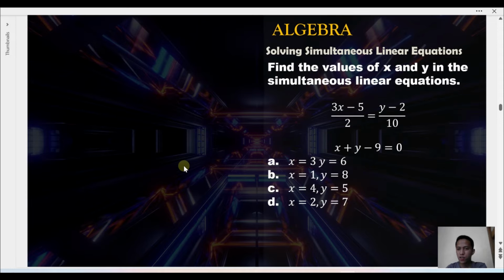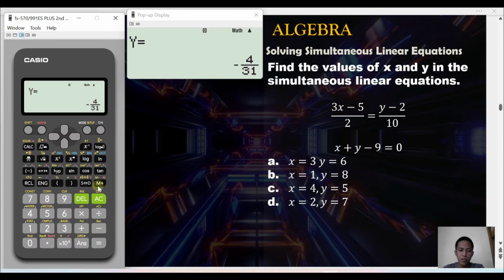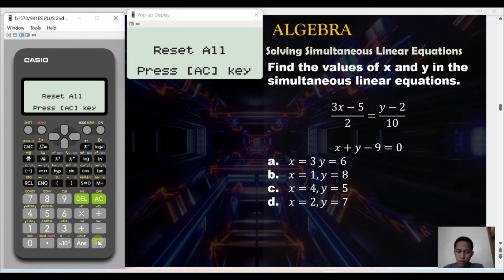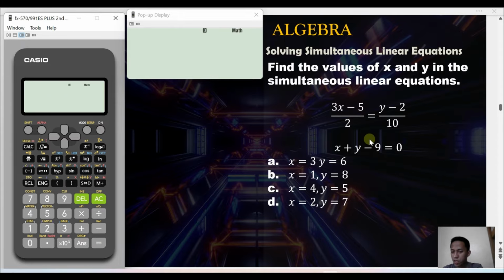So, find the values of x and y in the equation. Okay? So, this is simultaneous linear equation. So, yung gagawin natin guys, so ano yung pinakamadaling gawin in this problem? So, that is, okay, so clear lang natin. So, in this problem, yung pinakamadaling gawin is by using your substitution. Pero gagamitin natin guys, shift solve.